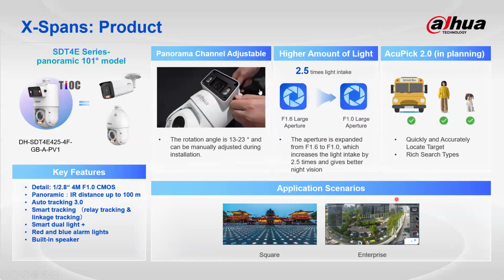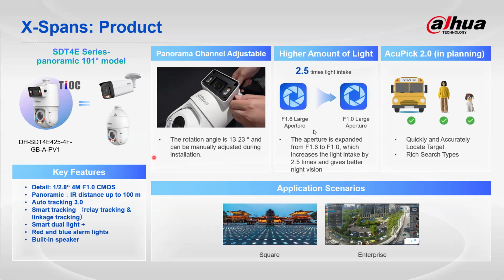So for this SDT4E series that can give, for example, a panoramic image of up to 101 degrees, this is not a wide one, but still sufficient enough to capture a large environment. So in this case, this is just a normal bullet added together to a PTZ product to come up with this TLC SDT4E series. Then the other thing at the bottom here has a notch that can be used to adjust the lens from 13 to 23 degrees upwards or downwards so that it can capture objects more clearly.